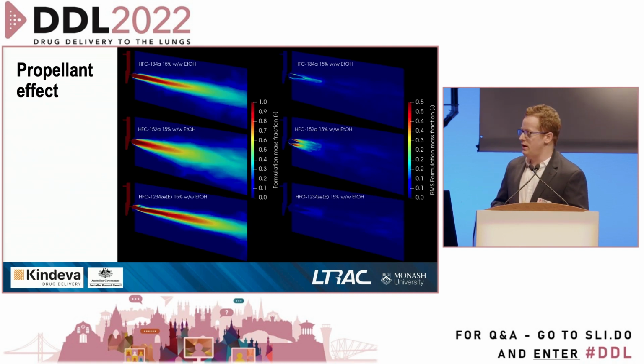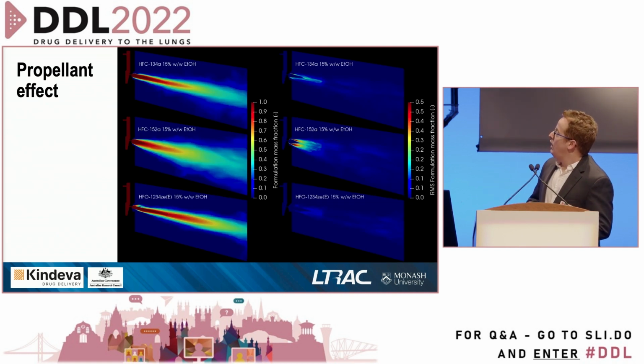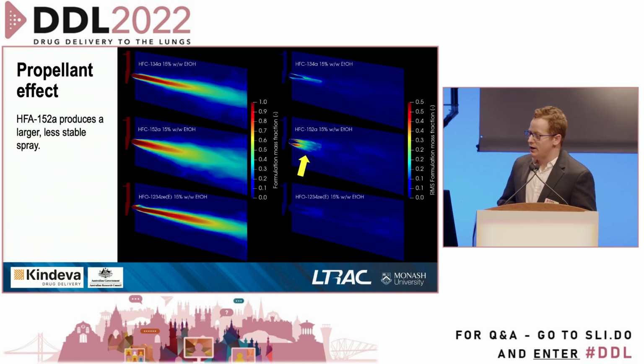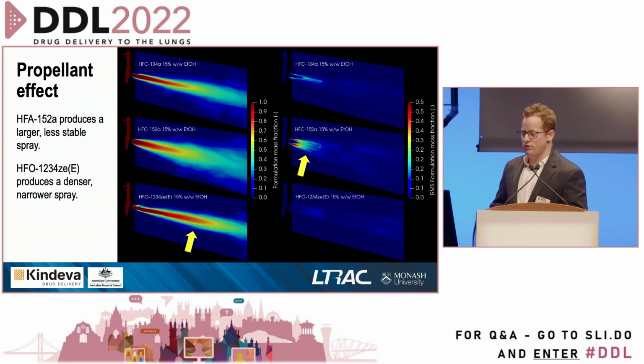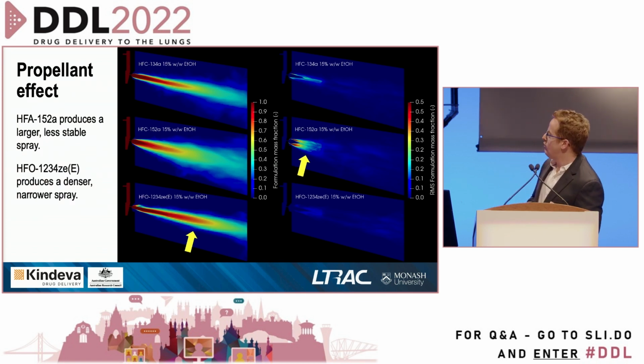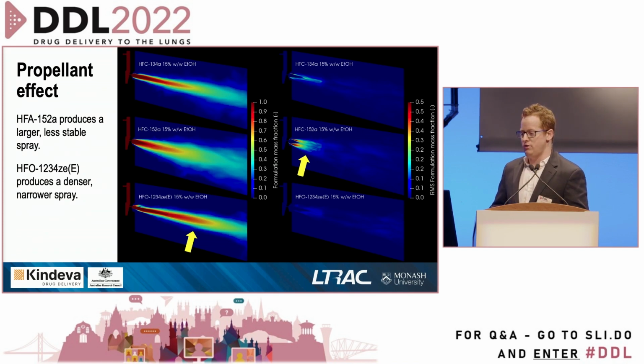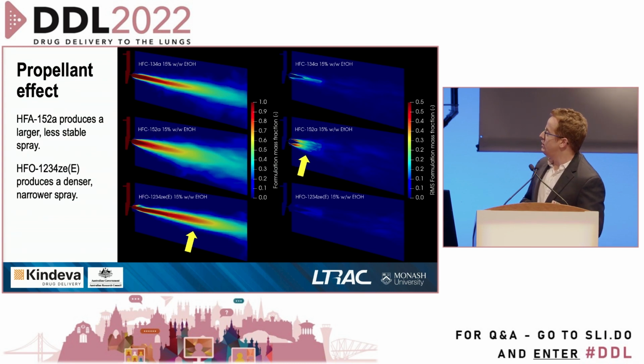The other thing we see is that with the new propellants, HFA-152a in particular gives you a less stable spray. It tends to wobble about a bit, which is interesting. And 1234 gives you a very dense, long spray. This is going to change the targeting of the spray. It's going to change the amount of deposition in the throat. And this is something that we need to think about as well.